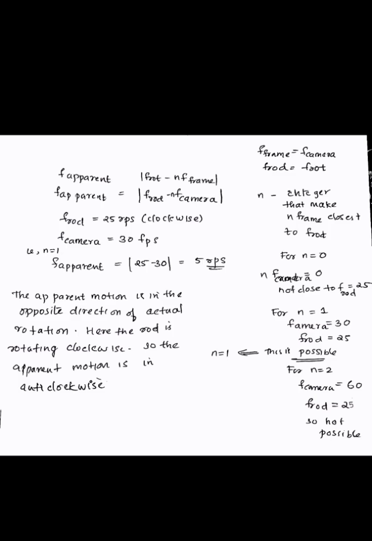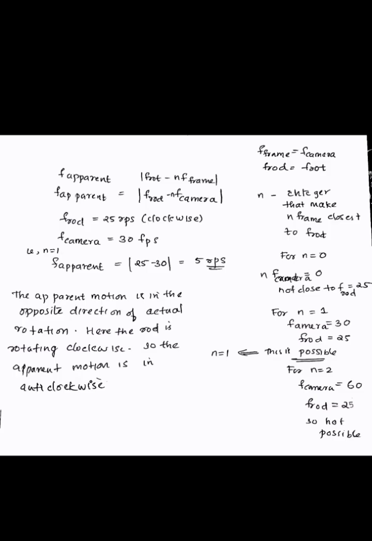Here we need to find the value of apparent frequency, that is f_apparent is equal to f_rotation minus n f_frame. We know that f_frame is f_camera and f_rod is f_rotation. So f_apparent is equal to f_rod minus n f_camera. Here f_rod is equal to 25 RPS and it is clockwise. f_camera is 30 FPS and n is an integer that should make n f_camera and f_rod close.